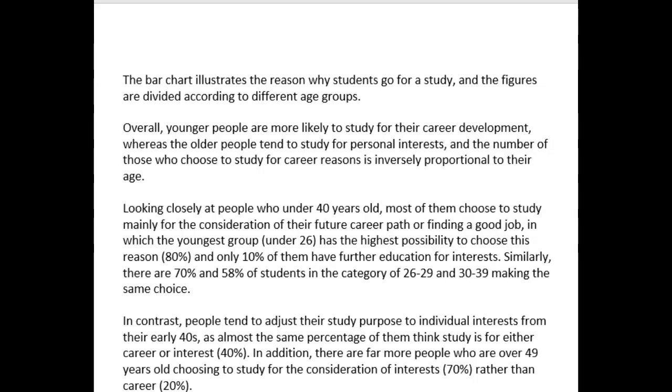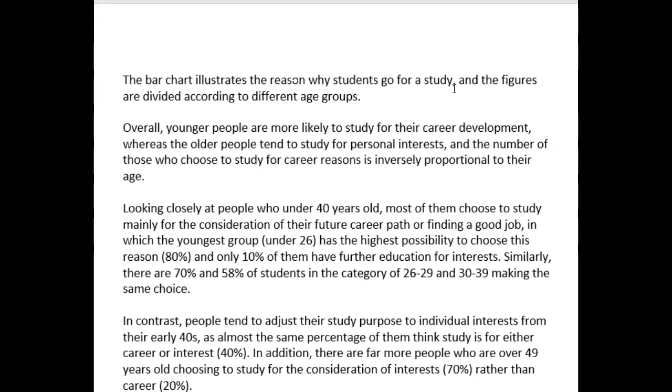So the bar chart illustrates the reason why students go for a study, and the figures are divided according to different age groups. Fine, but this expression is a little awkward here. Why students go for a study? There are cleaner, more concise ways of saying this, so let's do that. The bar chart illustrates the different reasons why students study. That's it. All right, that's the cleanest, most accurate way of saying this.